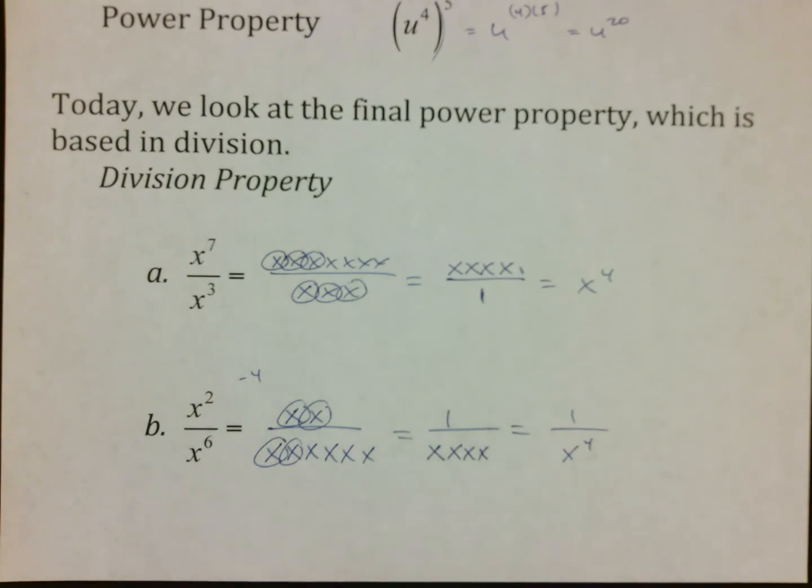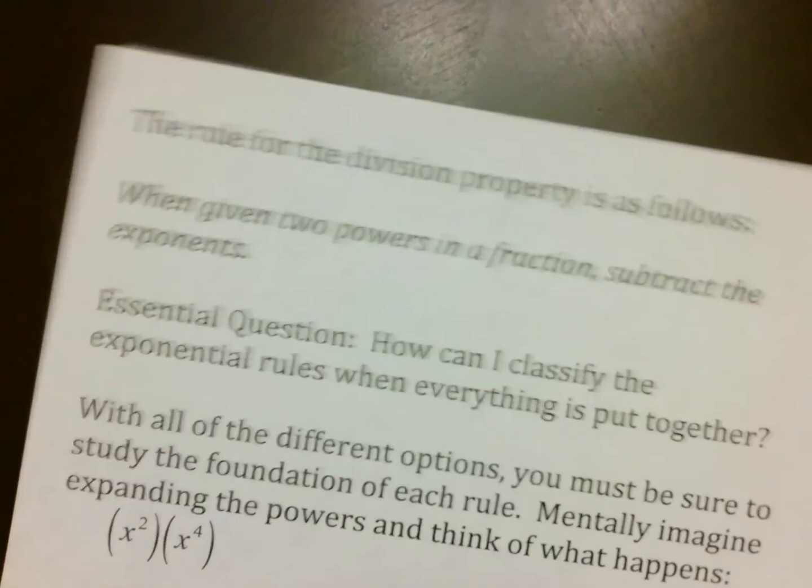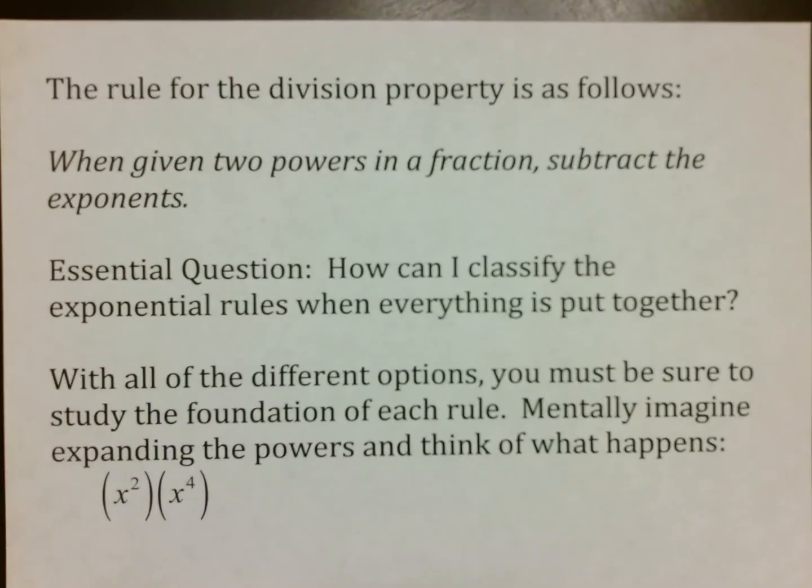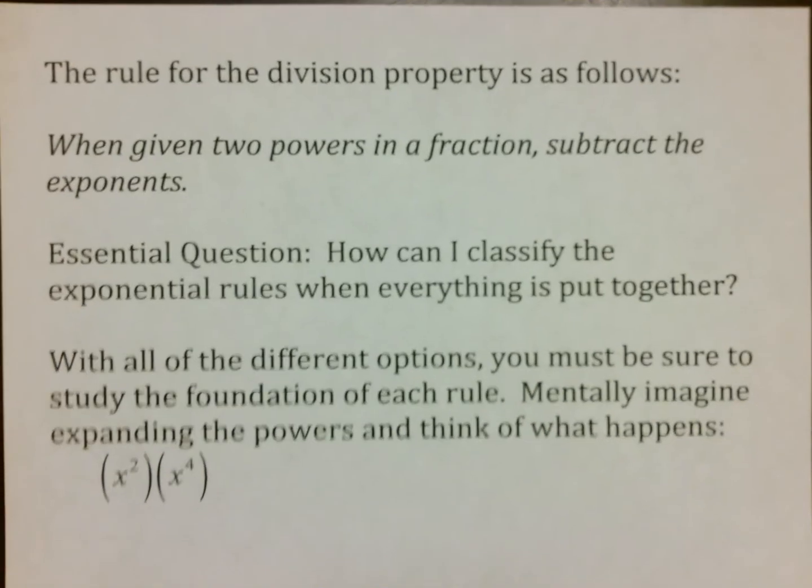So in terms of your power properties for division, that is your rule: if you have 2 powers in a fraction with the same base, you simply subtract the exponents. So if you've got 2 things that are of the same base, you simply take the exponents and do top minus bottom, and that will tell you how much is left over. And with all that, that brings us to our essential question.